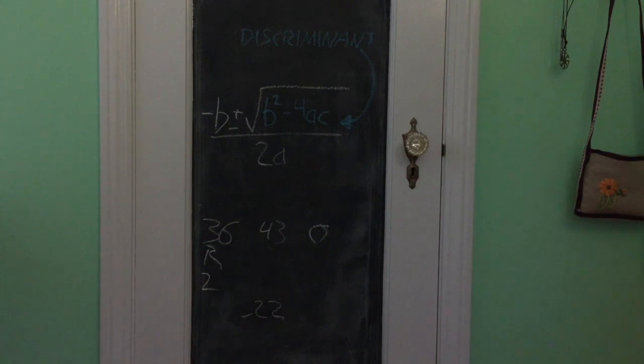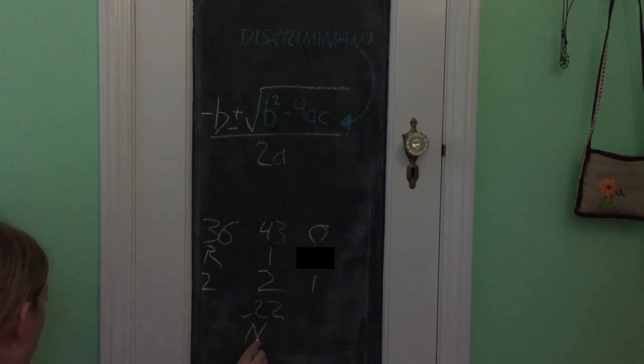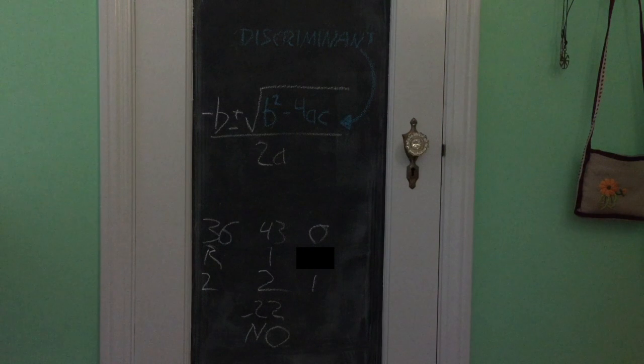But if it comes out to 43, which is not a perfect square, you know that its solutions are irrational. But because it's positive, it still has two solutions. If it comes out to 0, because it is 0, it has one solution. If it comes out to a negative number, such as negative 22, you know that it has no solutions because you cannot take the square root of a negative number.